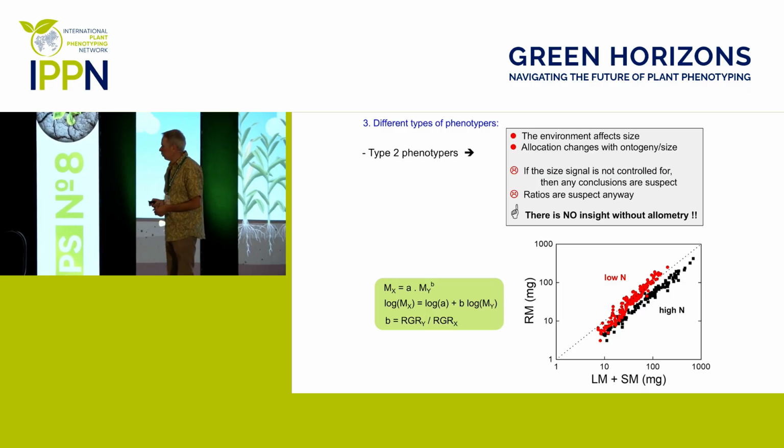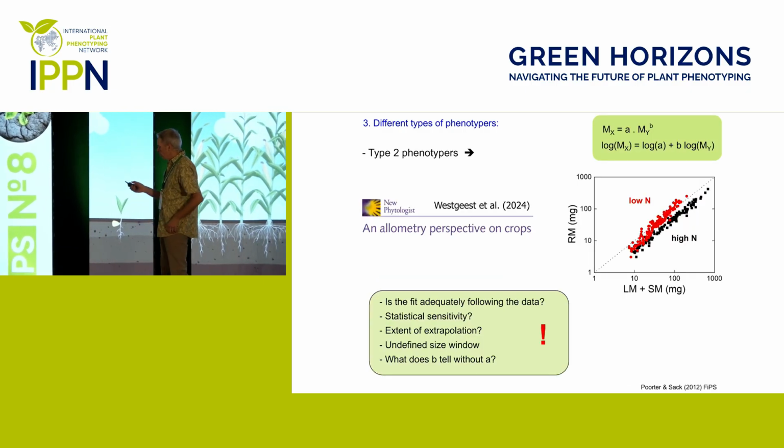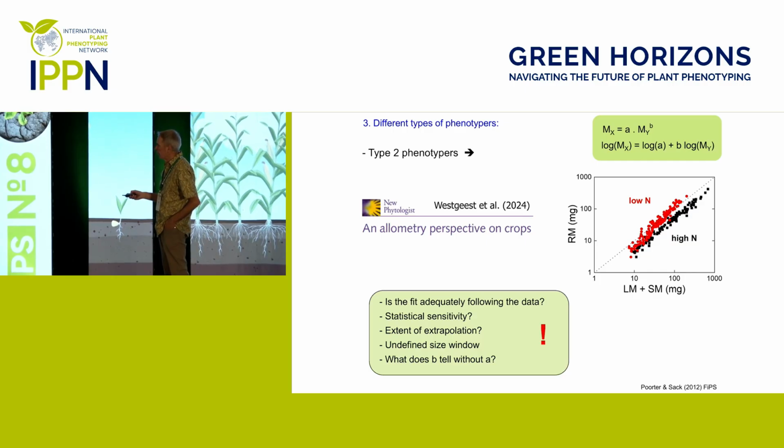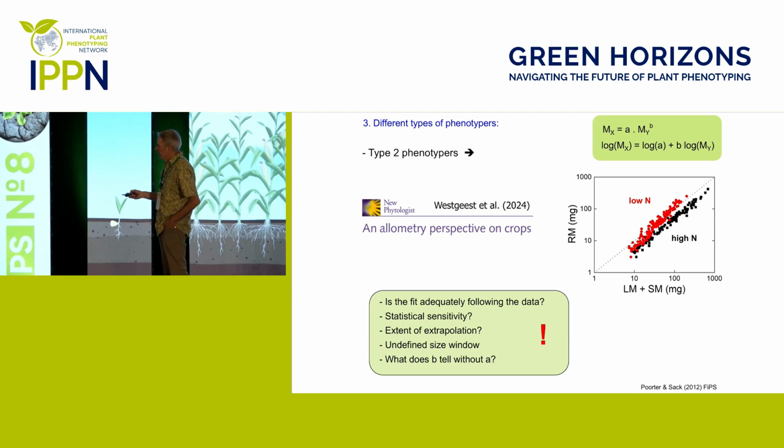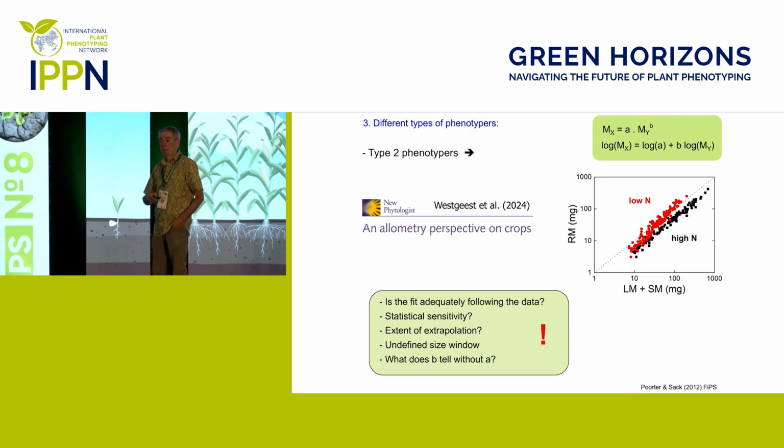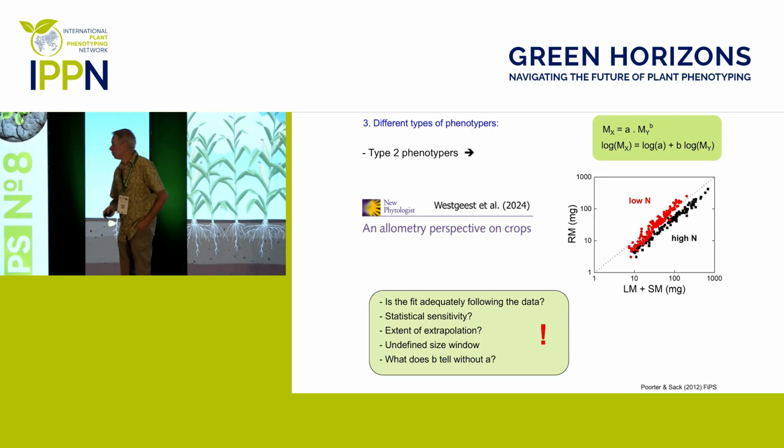And what is allometry? Basically, allometry says, well, we know since a long time that there is a power law that determines the relationship between the mass of organ X and the mass of organ Y. And if we log transform that relationship, we get a straight line. And the interesting thing is that the slope of that line gives the relative growth rates of the mass of the one organ relative to the mass of the other organ. So that's very interesting biological information.